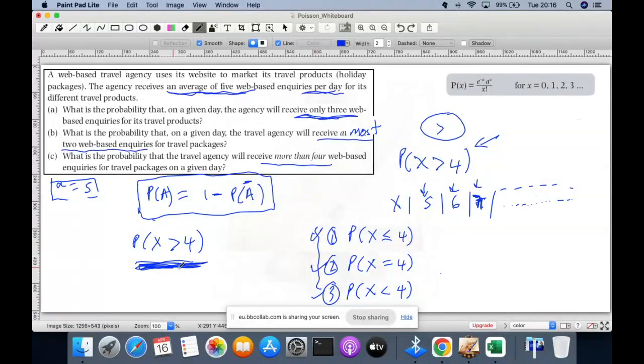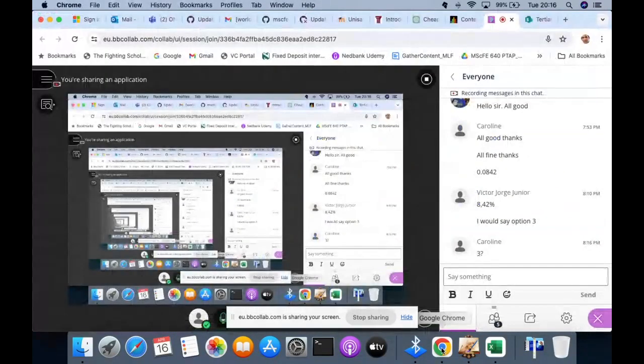That's what I'm asking you. Is it option 1, 2, or 3? Write that in the chat. Okay, I've got one person so far. Someone else also give it a shot. Doesn't matter if you get it wrong. Good. Let's see. Option 3. It's option 1.